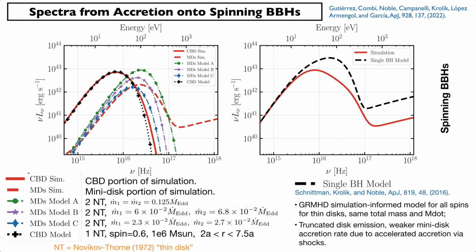We do see that there's an enhancement in the mini disk temperature region here, but it's not higher than what you would naively expect from Novikov-Thorne models shown on the left, because there's enhanced accretion due to internal shocks in the accretion stream that allow the gas to plunge faster into the black holes. So this was kind of a surprising result, and this leads to a pretty different spectrum than for a single black hole.